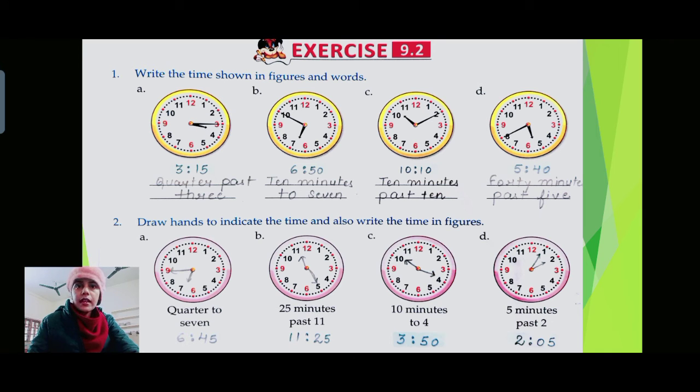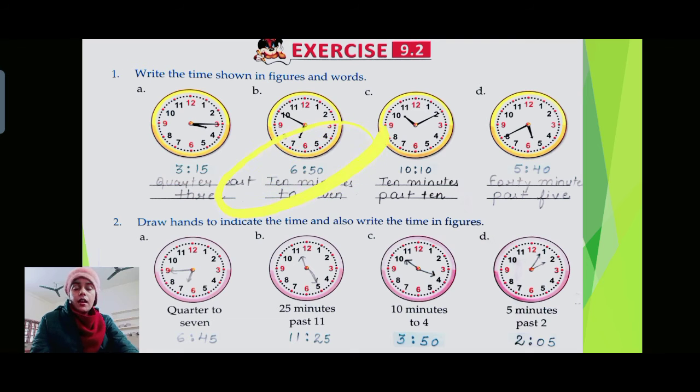Now let's see what is there in the next slide, which is exercise 9.2. Children, now this is saying write the time shown in the figure in words. You have to read the time and write the time. The hour hand is in the middle of 3 and 4, and the minute hand is exactly on 3, so it will be 3:15.